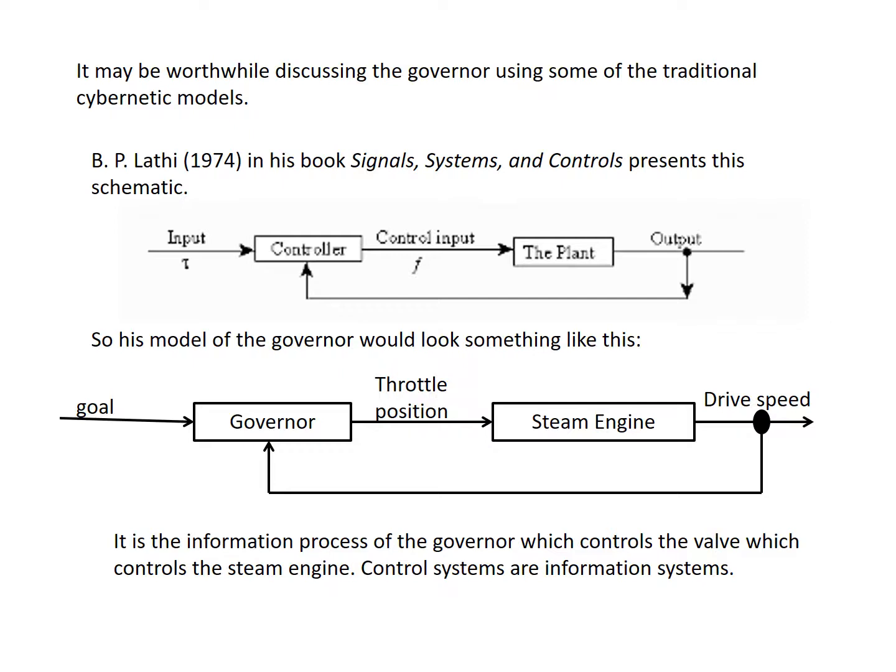So his model of the governor would look something like this. A goal goes into the governor, which controls the throttle position, which then the steam engine turns into drive speed. Information about the drive speed is then fed back to the governor. It is the information process of the governor which controls the valve, which controls the steam engine. Control systems are information systems.